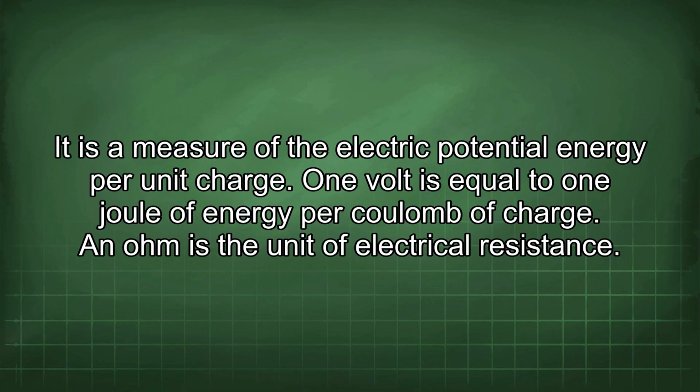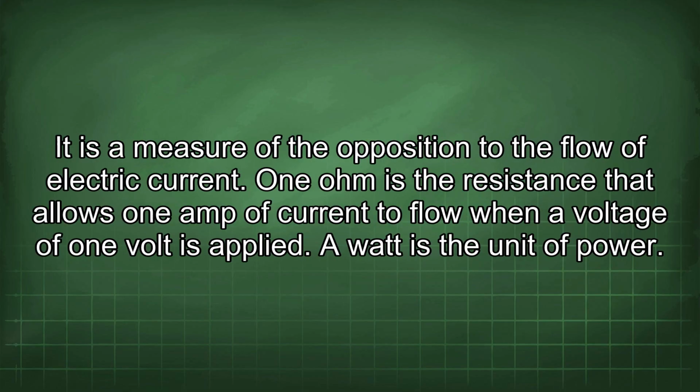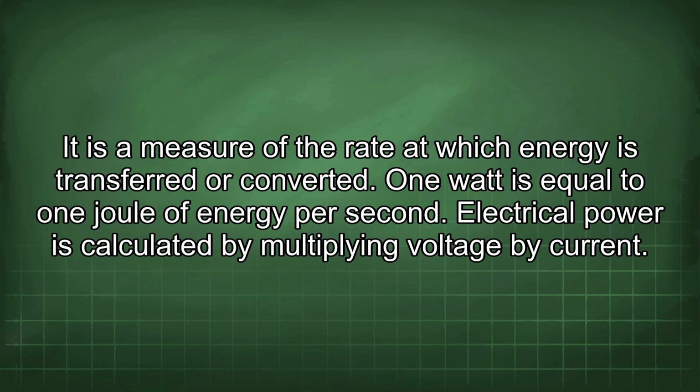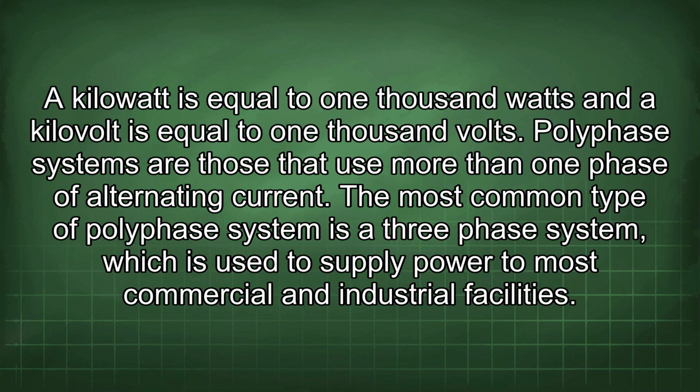An ohm is the unit of electrical resistance. It is a measure of the opposition to the flow of electric current. 1 ohm is the resistance that allows 1 amp of current to flow when a voltage of 1 volt is applied. A watt is the unit of power. It is a measure of the rate at which energy is transferred or converted. 1 watt is equal to 1 joule of energy per second. Electrical power is calculated by multiplying voltage by current. A kilowatt is equal to 1000 watts and a kilovolt is equal to 1000 volts.